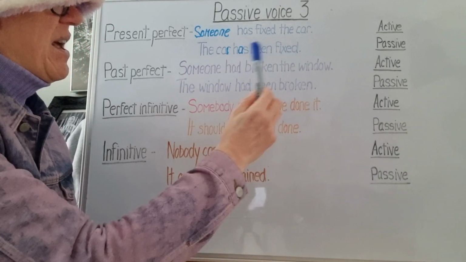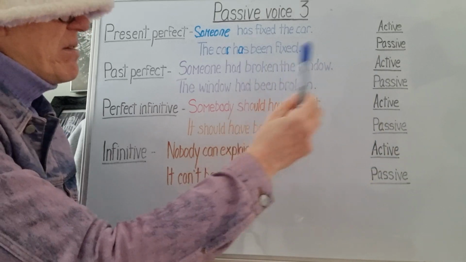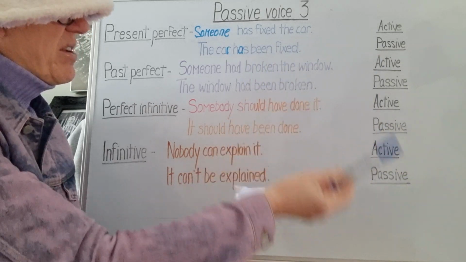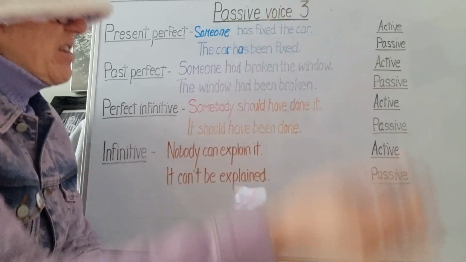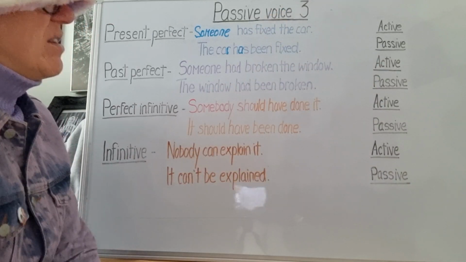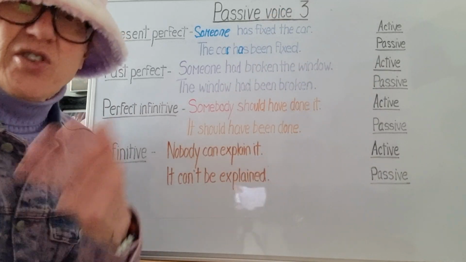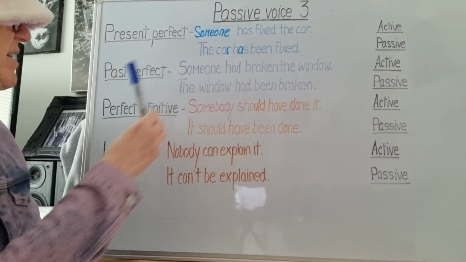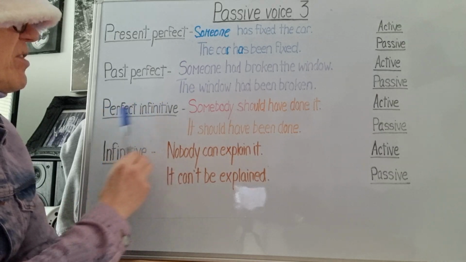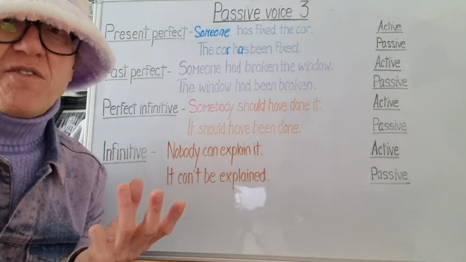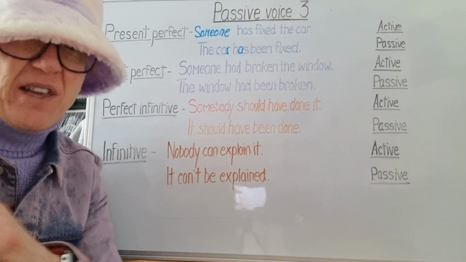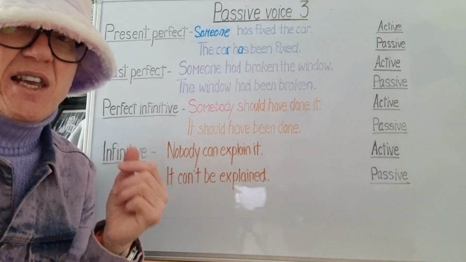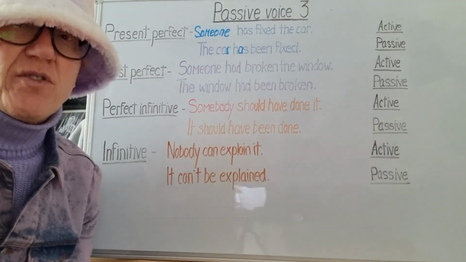Had been broken, had been done, had been made, had been enjoyed, had been constructed, had been taught. Okay, this changes depending on the context. Obviously, the right verb must be used. Right, now let's use the passive voice with the perfect infinitive. The perfect infinitive is have. Okay, that's it. I talked about this in my videos about modal verbs.